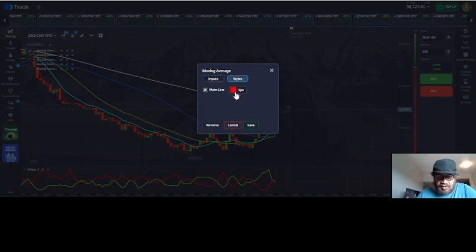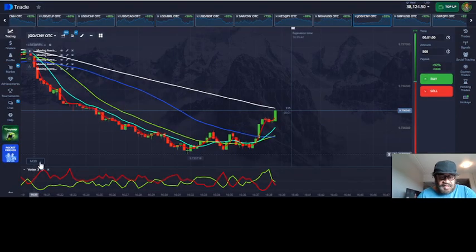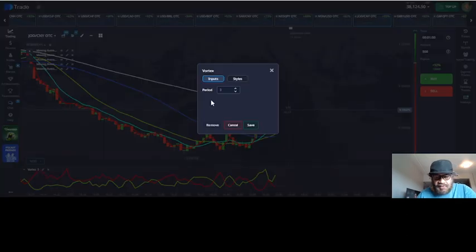I've set them all to 3 pixels in line width. And for the Vortex indicator here at the bottom, I'm going to be using a period of 3. In my style settings, I've set the VI plus line to green, 3 pixels, and the VI minus line to red, 3 pixels.